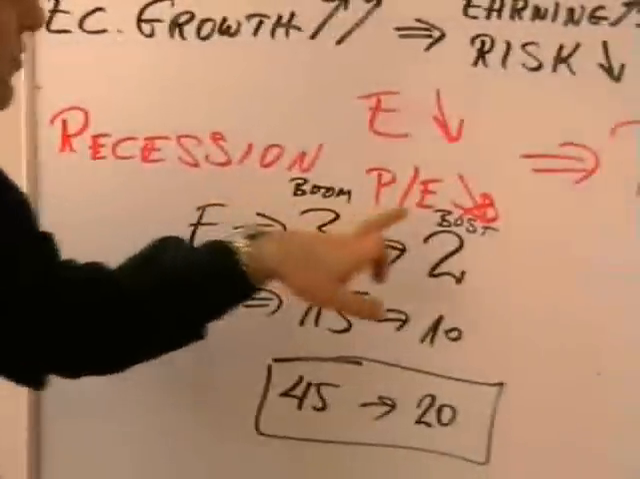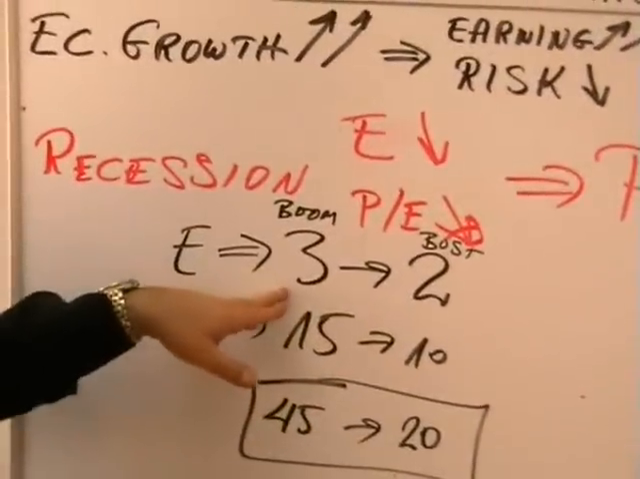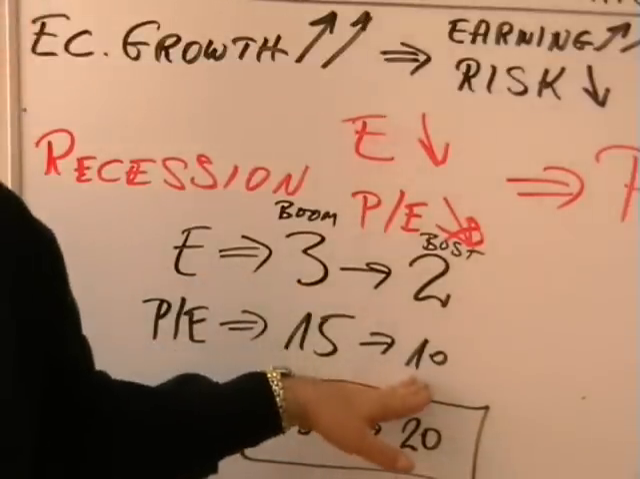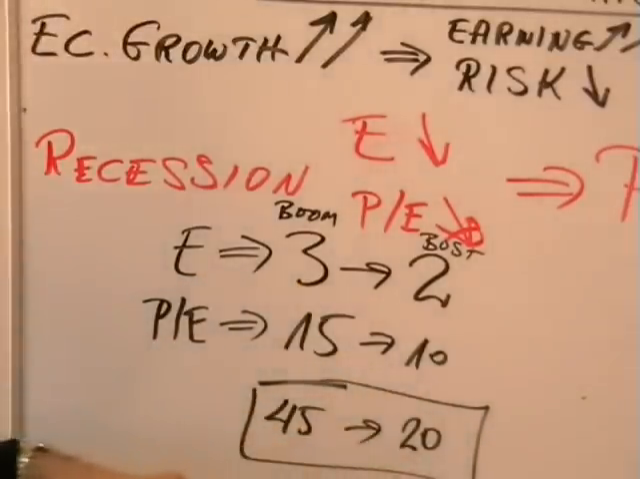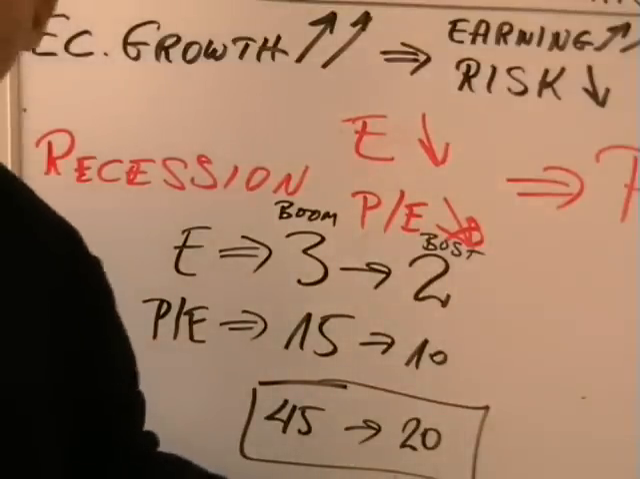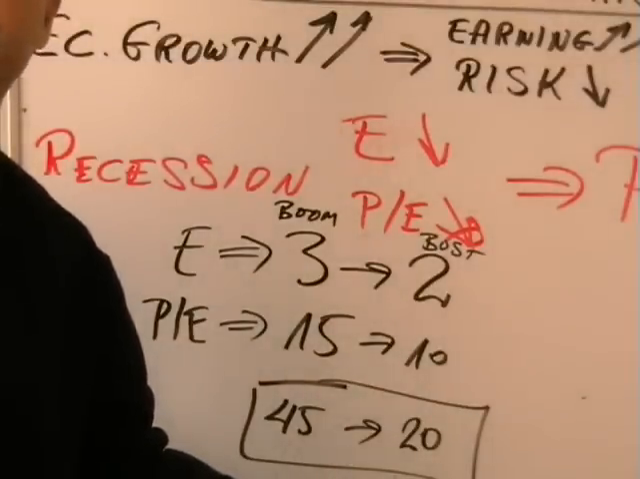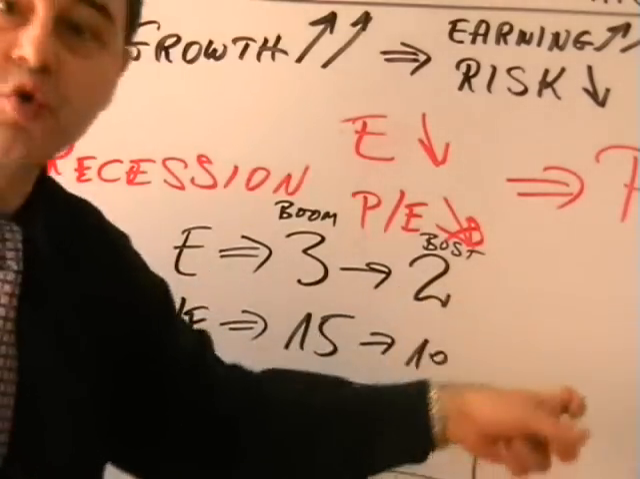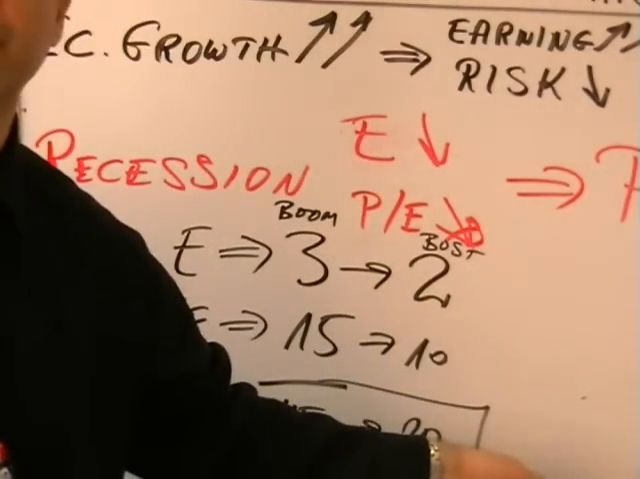So, for the overall market, from boom to bust, a little bit of a change in earnings and a little bit of a change in price earnings ratio results in a huge fall in the price, because the price falls a lot. It falls 20% from here, 20% from here, falls 40 or 50%.